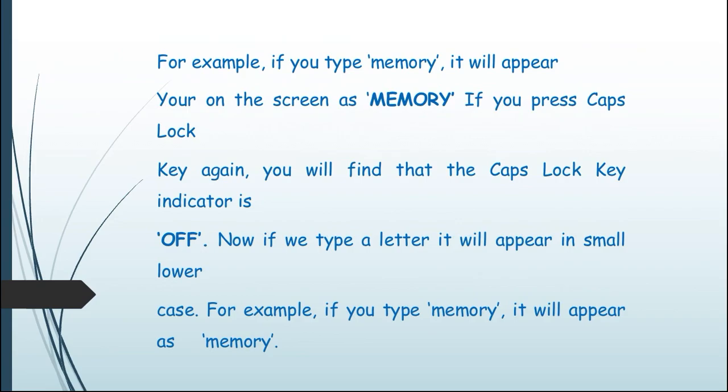If you press the caps lock key again, you will find that the caps lock key indicator is off. So first of all, you'll press the caps lock button, there will be a light. Now whatever you're going to write, for example, the word memory, it will appear on your screen in capital letters. But when you push the button again, caps lock is off. Whatever you type on your computer screen is in small case letters.